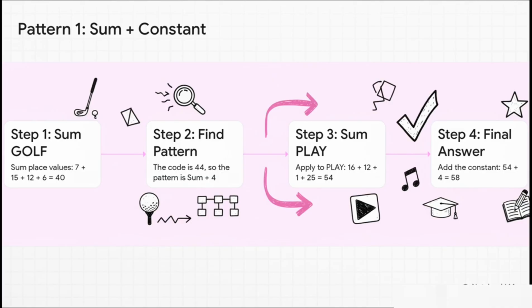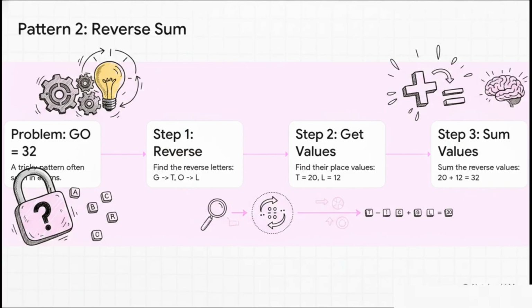So now we just apply that same exact rule to play. The sum of its letters is 54. We add our constant, 4, and boom, our final answer is 58. Okay, get ready for a trickier one now. This is a classic exam question.